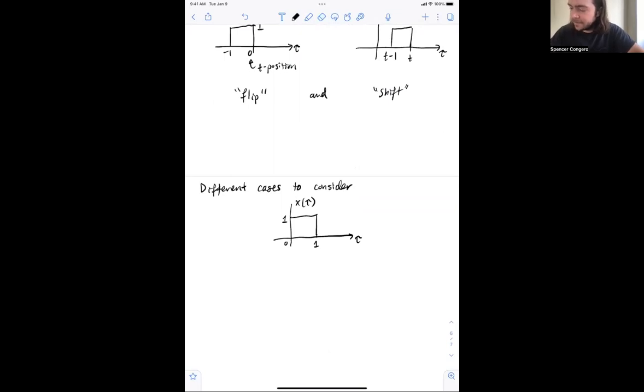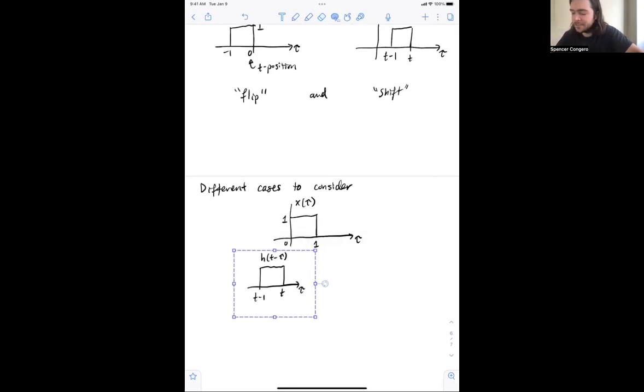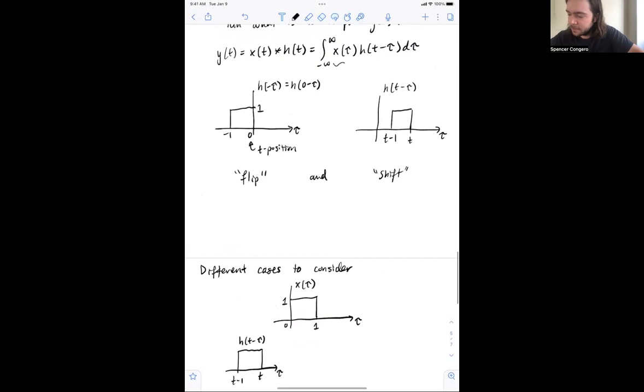Okay, so let me just draw it. T and t minus 1. This is tau. This is h of t minus tau. So we can consider some different cases. The first case could be over here, where there's no part of the tau axis where both of these functions are non-zero. When I multiply these two functions, as I do in the convolution, at every tau value, at least one of these functions is 0.